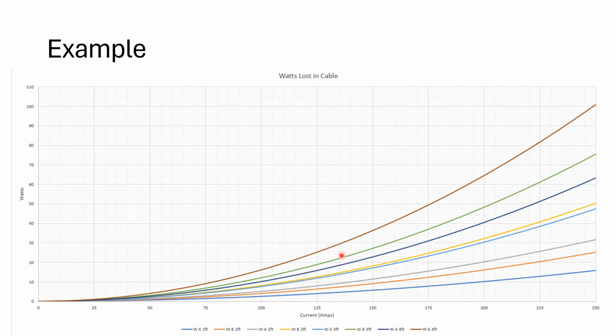So at some point, if you're doing really high current, like way out over here, 250 amps, you might consider using 4-gauge wire. But over here, for our purposes, 6-gauge is just fine. This is a good way to compare and contrast wires and kind of double check what you need to use.